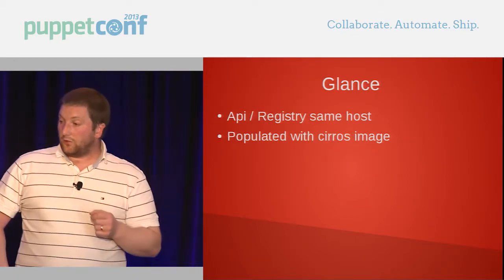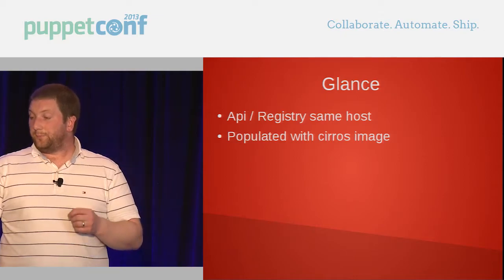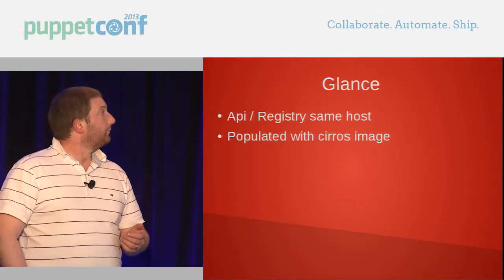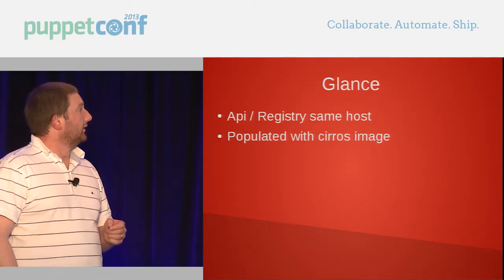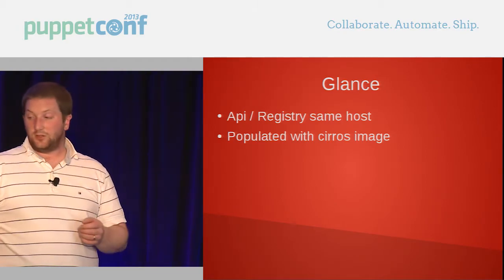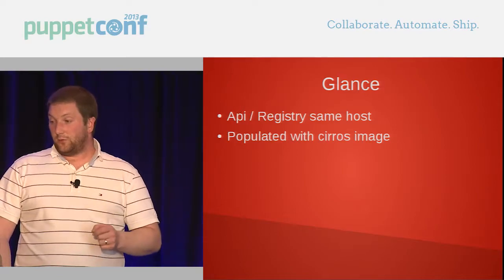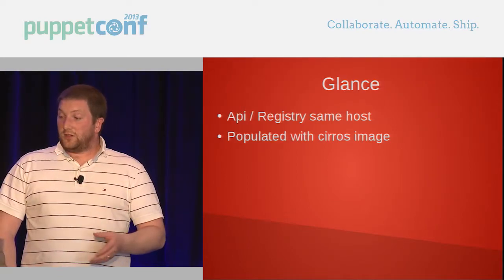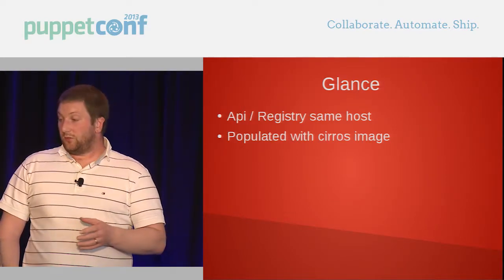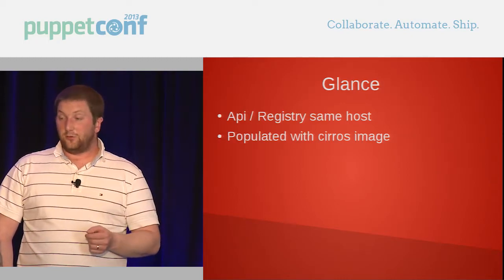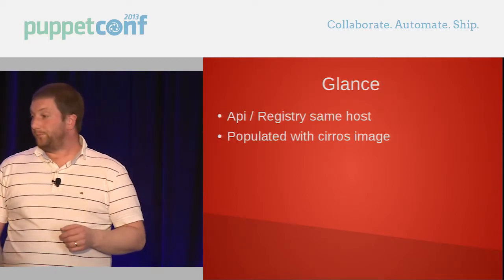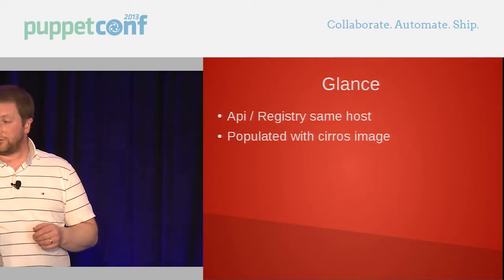For Glance, which is OpenStack's image registry, there's two services that need to be installed. They both have to be installed on the same host, but it doesn't have to be the same host as any of the other components. And once it's finished, it's populated with a Cirros image so that people can start using OpenStack and try it out without having to worry about finding an image.